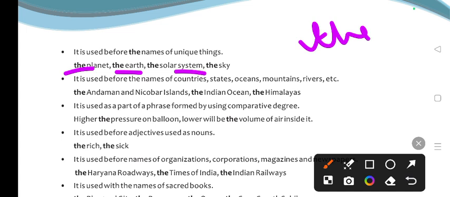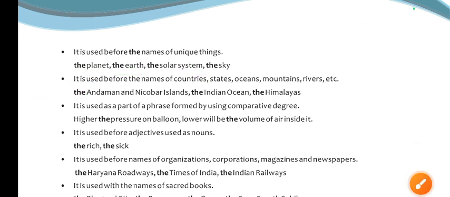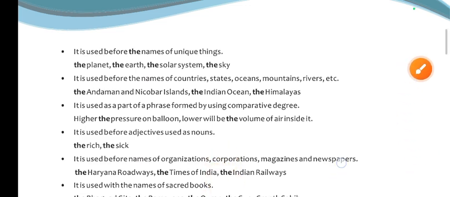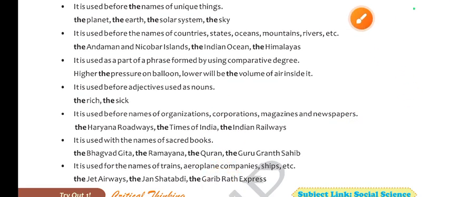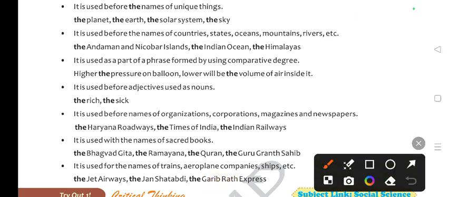It is used before the names of countries, states, oceans, mountains, rivers. For example, the Andaman Nicobar Islands, the Indian Ocean, the Himalayas. It is used as a part of a phrase formed by using the comparative degree. Higher the pressure on balloons, lower will be the volume of air inside. So it's a kind of phrase used in the comparative degree. It is also used before adjectives used as nouns. For example, the rich, the sick. So here we are talking about the rich community, all the sick community.